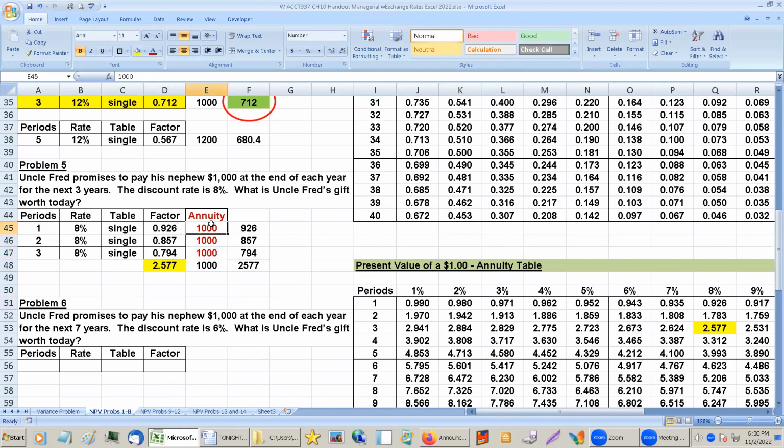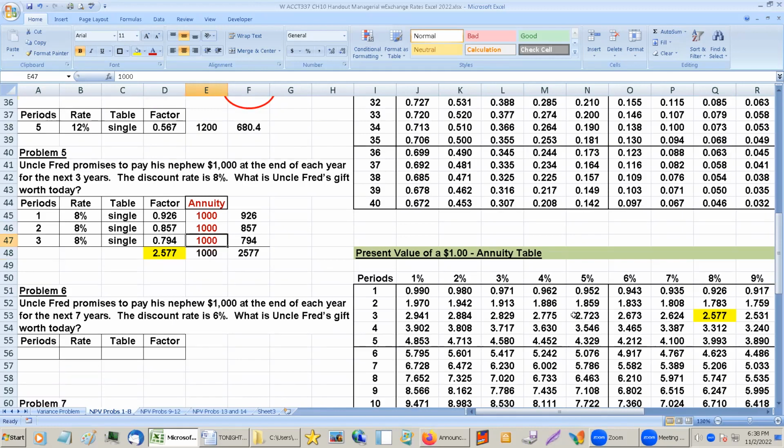If any of these numbers are different, 1,000, 2,000, 8,000, or whatever, then you can't use it, and you have to use a single payment table. But you can always use a single payment table. And if they're an annuity, you can use the annuity table, and you use the annuity table because it's a lot quicker.